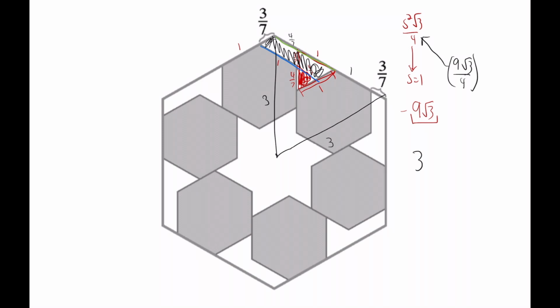Multiplying that by 6 for the 6 equilateral triangles, we'll have 27 root 3 over 2. Now we have to subtract 9 root 3, which is equal to 9 root 3 over 2, which is the answer.